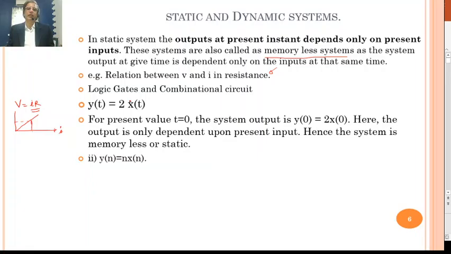Another example, logic gates and the combinational circuit. In case of the logic gate, if we consider the OR gate, the output depends only on the present input, not previous value.